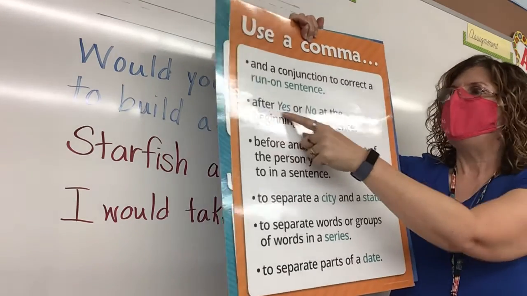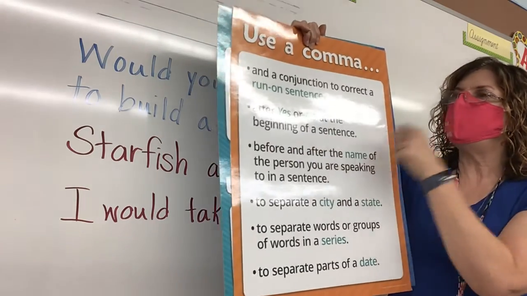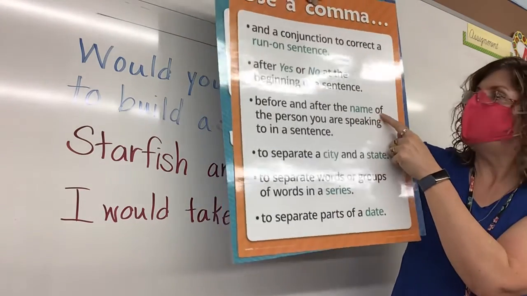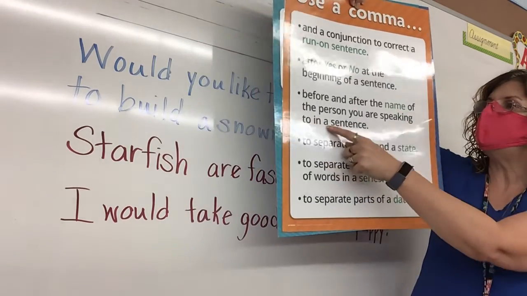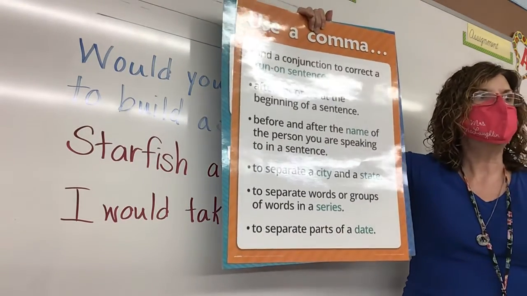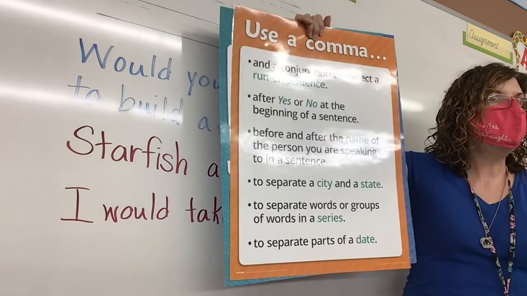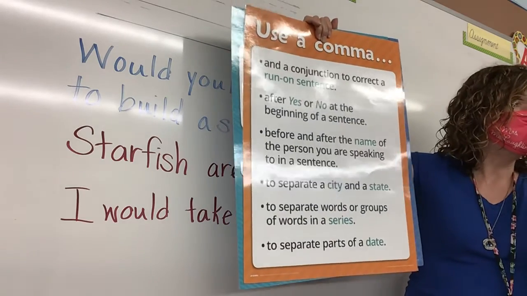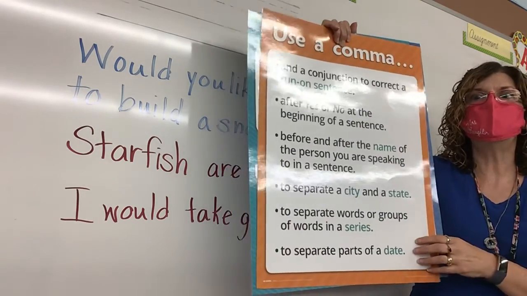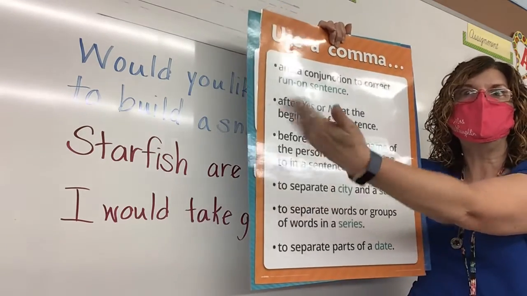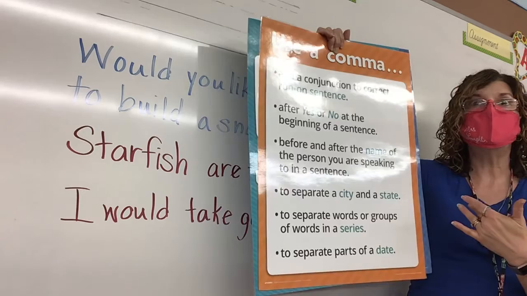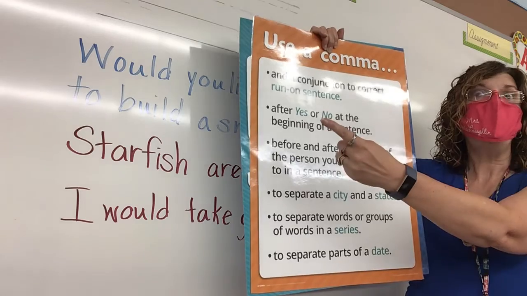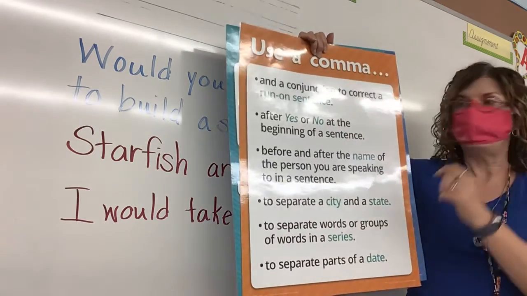But this one will be: after yes or no at the beginning of a sentence, you always put a comma. Before and after the name of the person you are speaking to in a sentence. So that is direct address. So if you see somebody's name, do not just put commas. You need to figure out, am I speaking to that person? And depending on where their name is, you put the comma. If their name is at the beginning of a sentence, you put the comma after their name. If their name is at the end of the sentence that you're speaking to, put the comma before their name. And if their name is somewhere in the middle, you put the comma before and after their name.